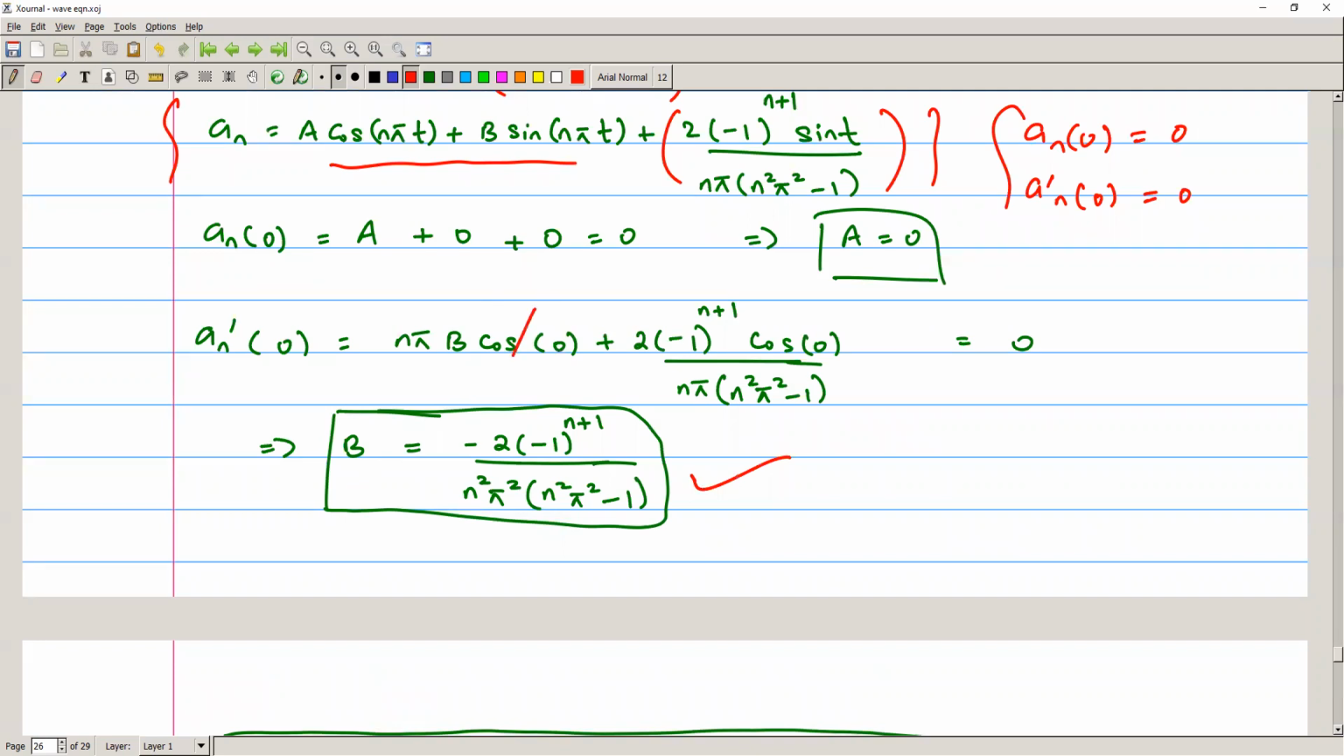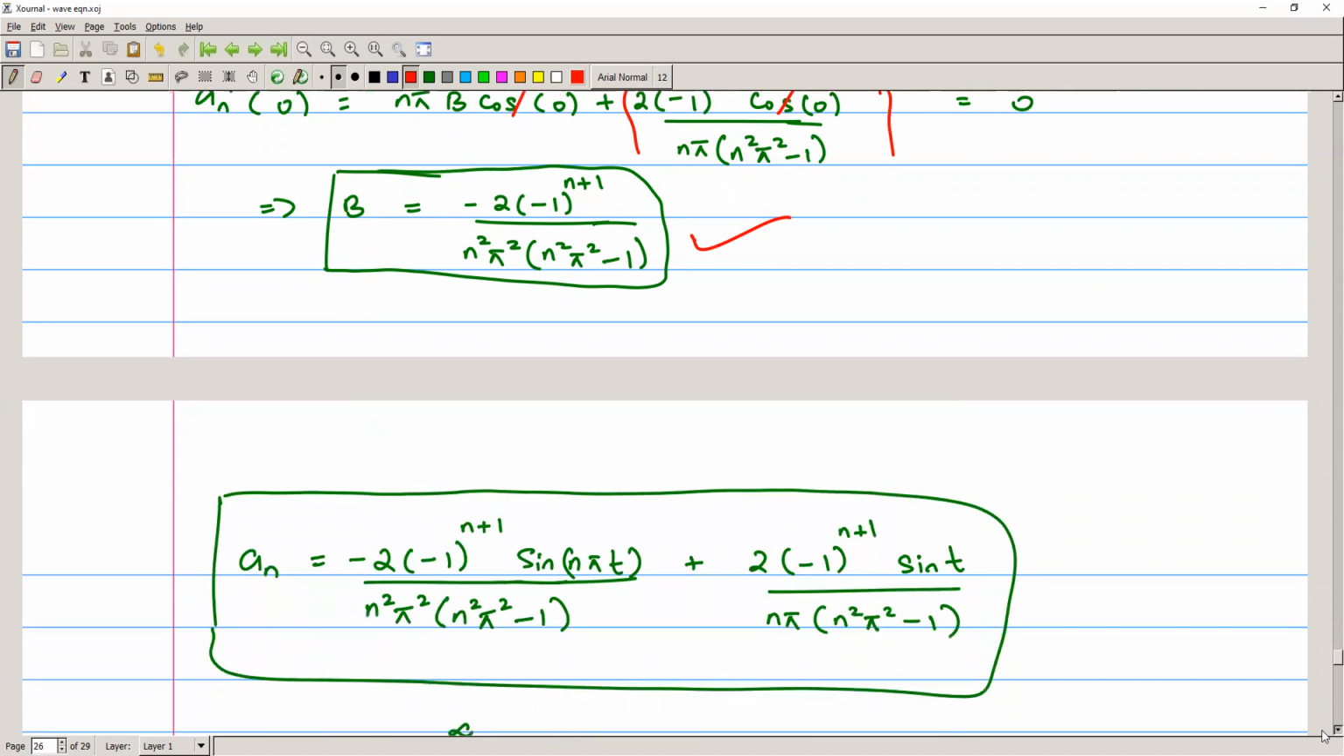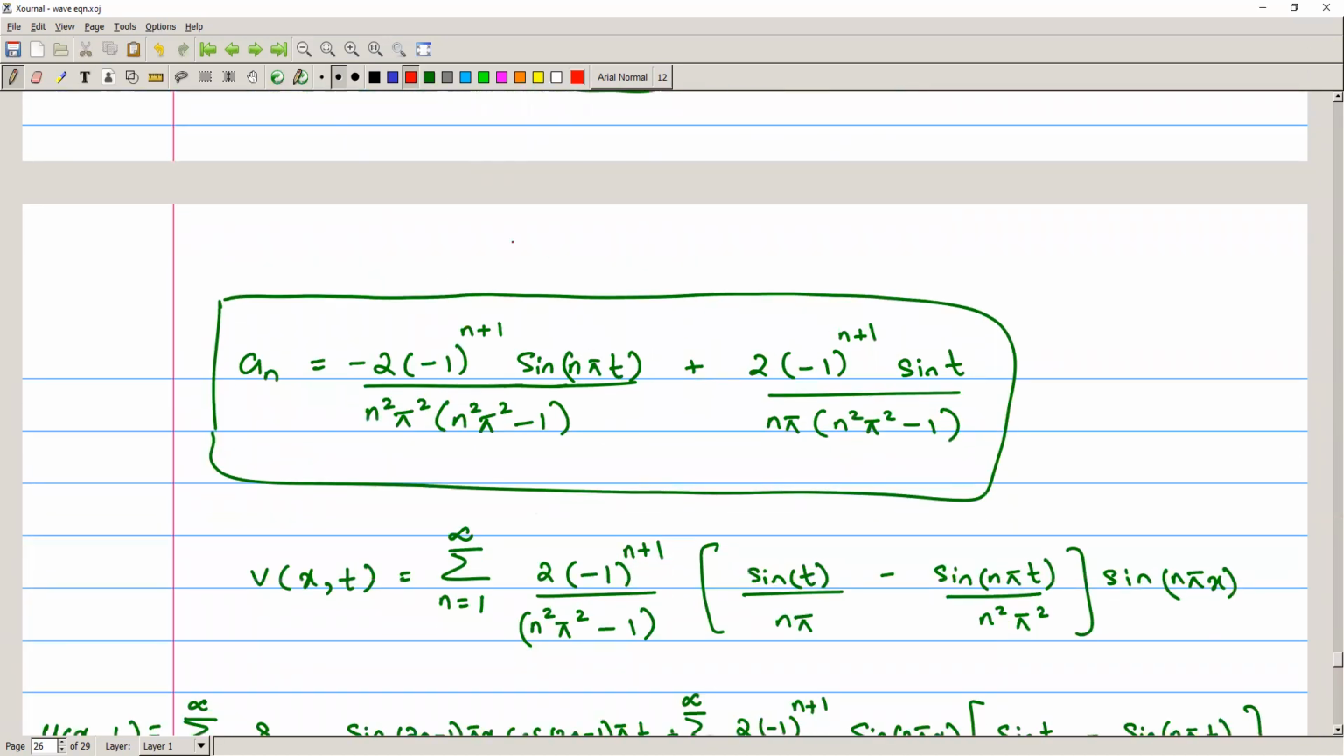All right, so this is 1 cosine 0 and this is also 1 cosine 0. Therefore you are left with n pi b is equal to negative times this function, right? So we can take this n pi to the denominator on the right hand side. Therefore we will get this function b. Now we can replace b in the original equation that was for a_n. Here we replace the function b, so this function is b.